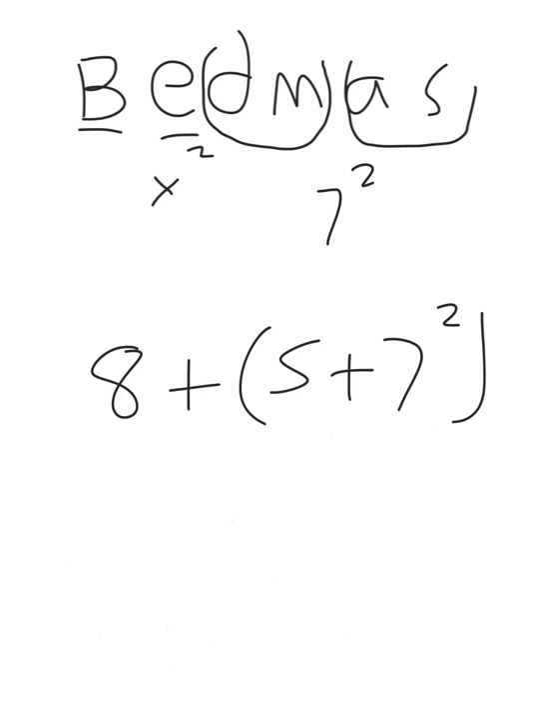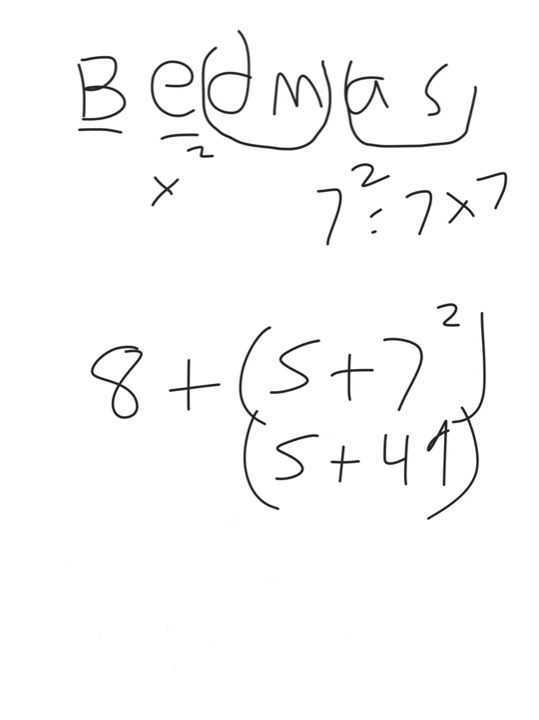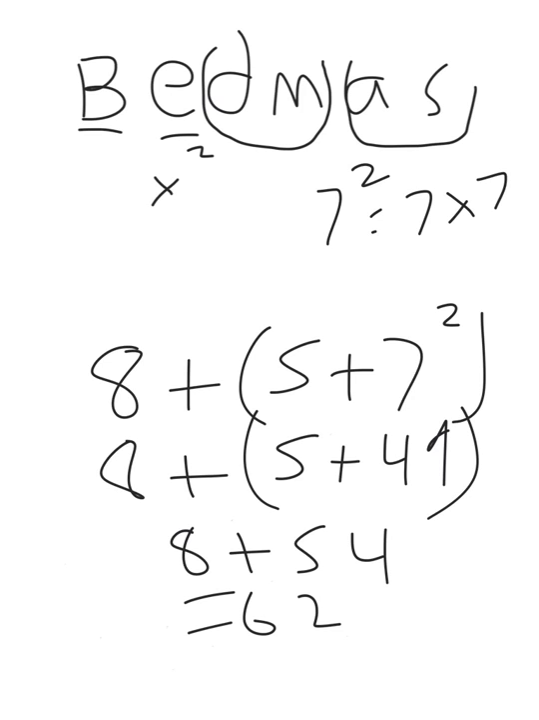So 7 squared is like 7 times 7, 2 7s there. 7 times 7 is 49. So I'm going to rewrite 5 plus 49 and 8 plus. 5 plus 49 is 54. So I'm going to rewrite 8 plus 54. 8 plus 54 is 62. Equals 62. So the exponents were the big piece on that.